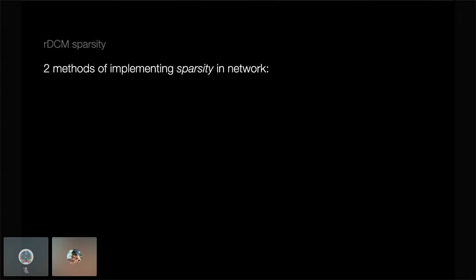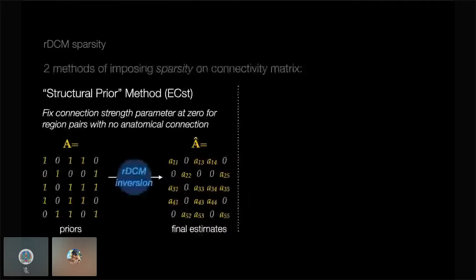Even though networks of more than 10,000 connections are possible, it's rarely the case that all of the connections are really important. And it's often the case that some pairs of regions don't influence each other at all. So to reflect this fact, we have two methods of implementing sparsity in the network. The first method, which I will name the structural prior method, involves using information about anatomical connections to construct the prior for the connectivity matrix. In other words, we fix the prior for a certain connection to 0 if we have structural MRI evidence that the two regions are not anatomically connected.